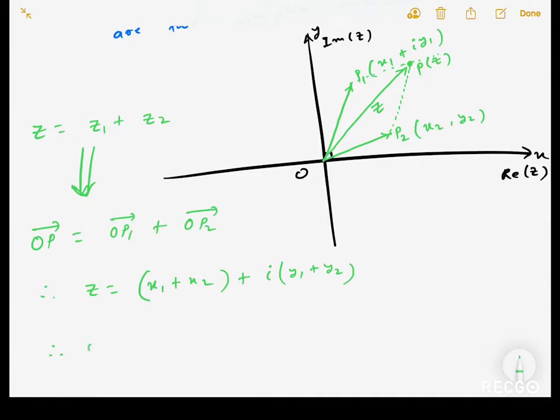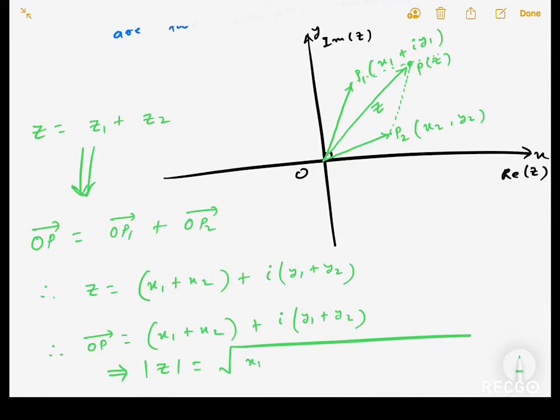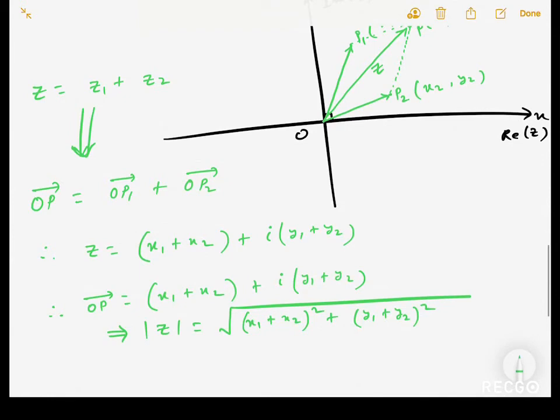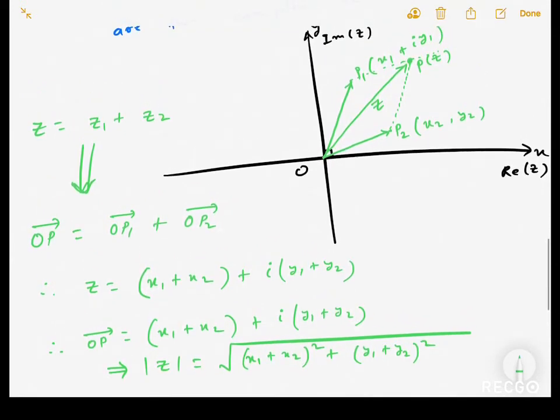Now if I ask you to find the magnitude of z, before that we can also write z as the OP vector. So the OP vector is equal to x1 plus x2 plus iota times y1 plus y2. As we know, the OP vector is the position vector of point P and z is the affix of point P, so both are the same. In terms of vector it is the OP vector, or in terms of affix, it is x1 plus x2 plus iota times y1 plus y2. Therefore the magnitude of z, that is the distance of point P from the origin, is equal to the square root of x1 plus x2 whole square plus y1 plus y2 whole square. If x1, y1 and x2, y2 are already known in advance, then it is very easy.